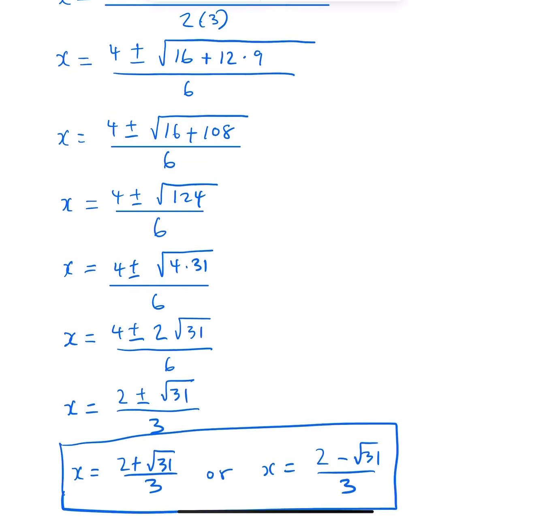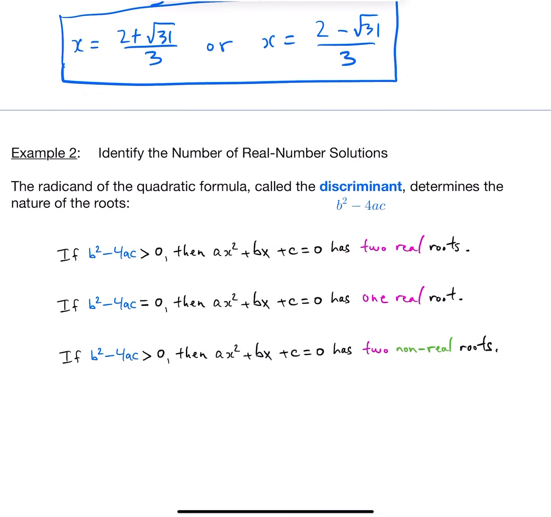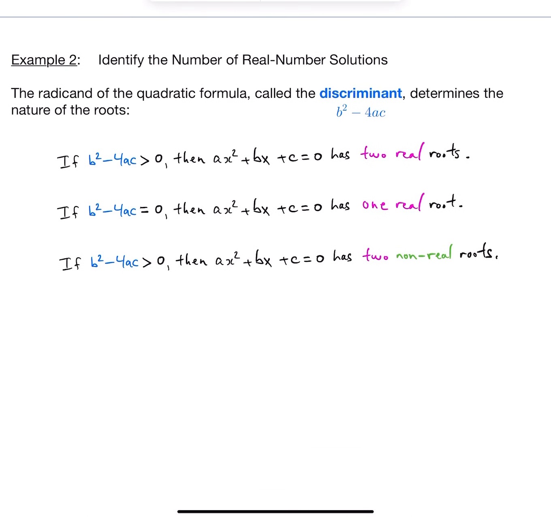So if you use that expression and plug in the b, the a, and the c into the discriminant, if that value is greater than 0, then that tells us that the quadratic equation has 2 real roots, or 2 real answers. If, however, the discriminant ends up being equal to 0, then the quadratic equation only has one answer, or one real root.